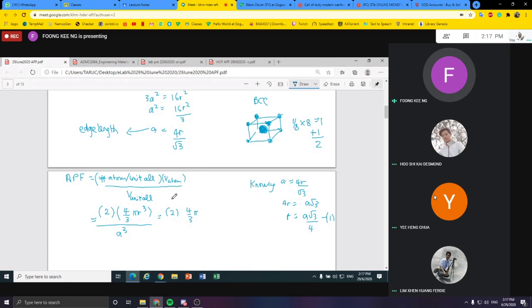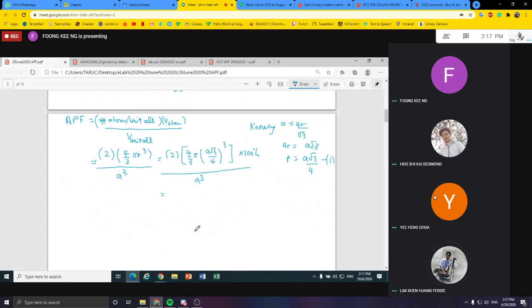I use a square bracket to differentiate. So this one is A cube over A cube, times 100%. Take out your calculator now. Calculate and see what you get. 68.02. Are you going to show me straight away like that? Because this is a lab report, show every detailed calculation. Don't skip. I know you have your calculator there.